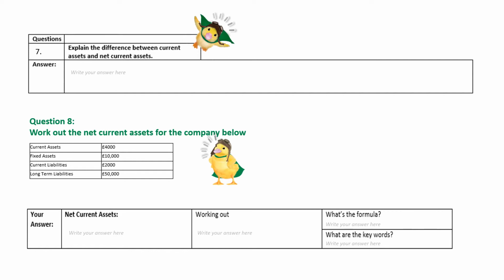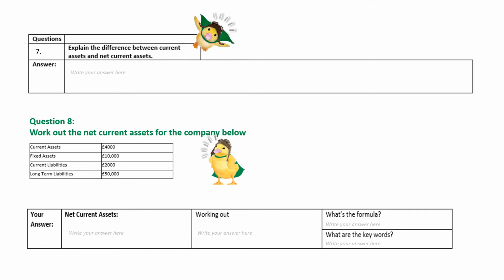Question 8. You've been asked to work out the net current assets for this company with these figures we've shown you. Here we go, double checking, triple checking that you really get net current assets. So you've got to remember the formula. Have we remembered the formula? Current assets minus current liabilities equals net current assets.